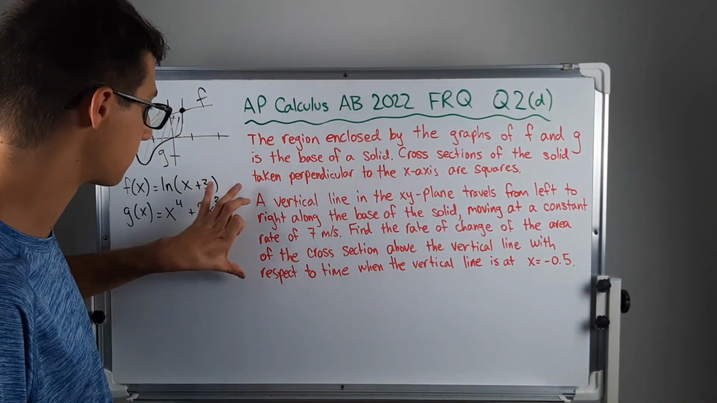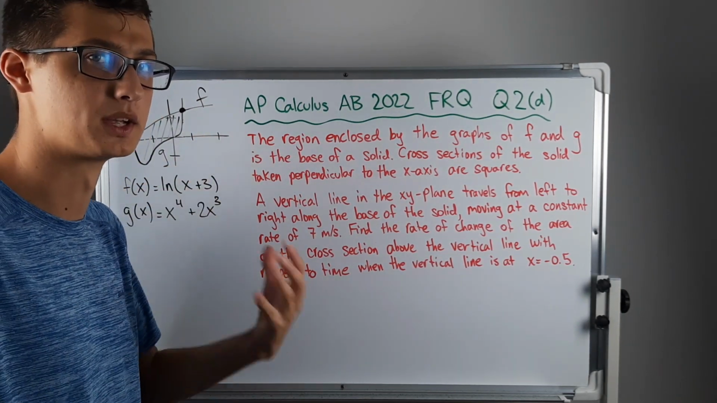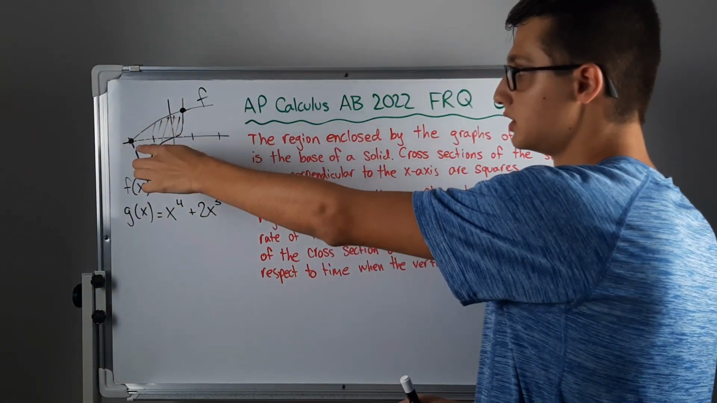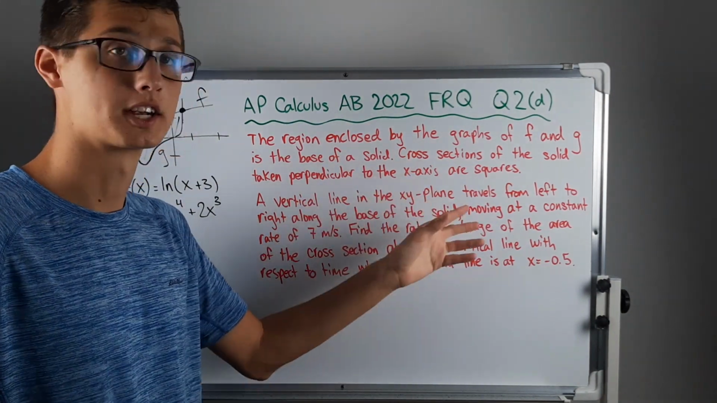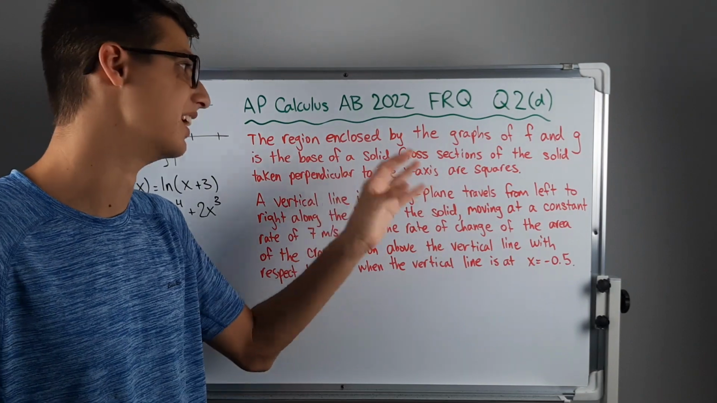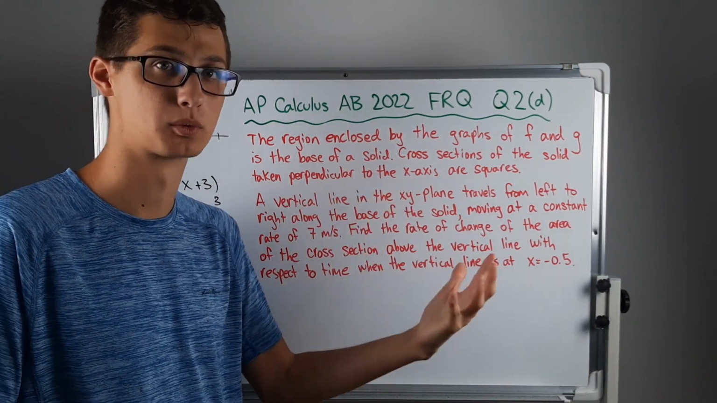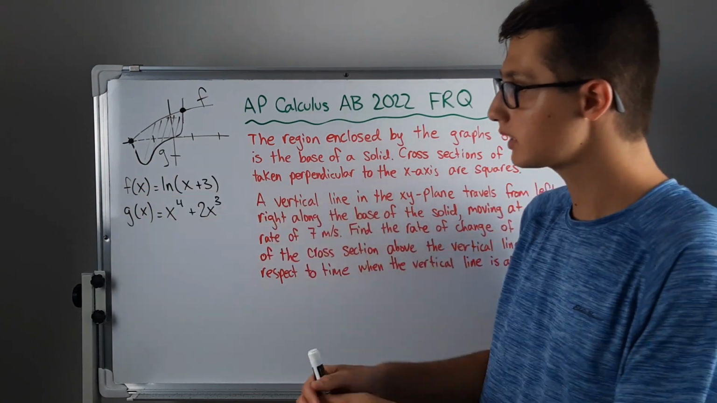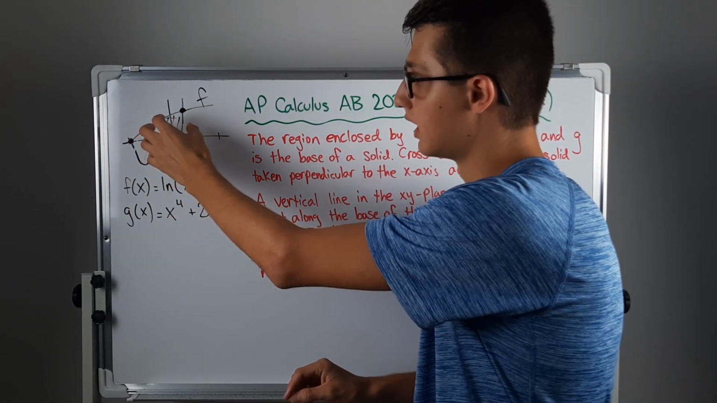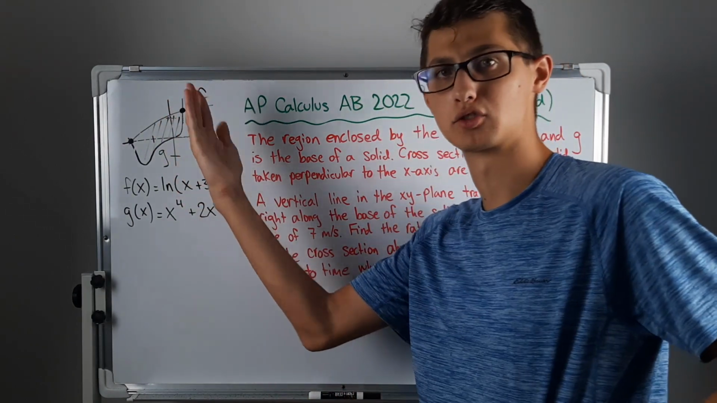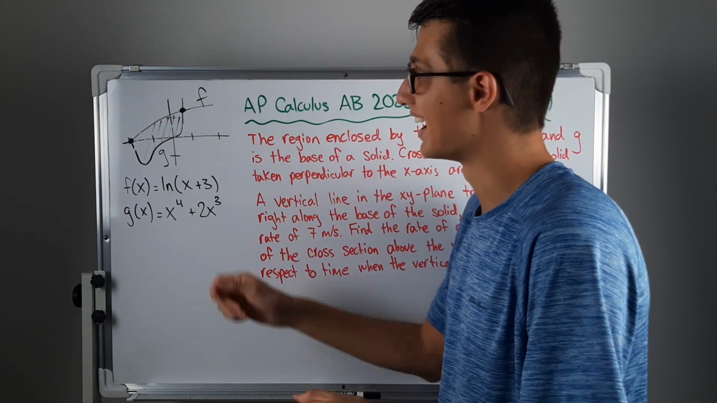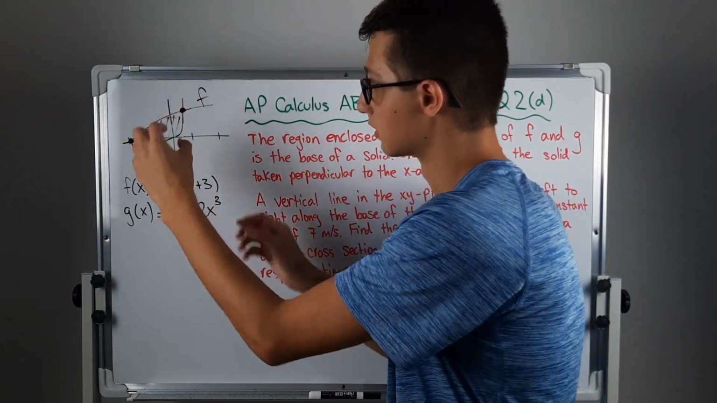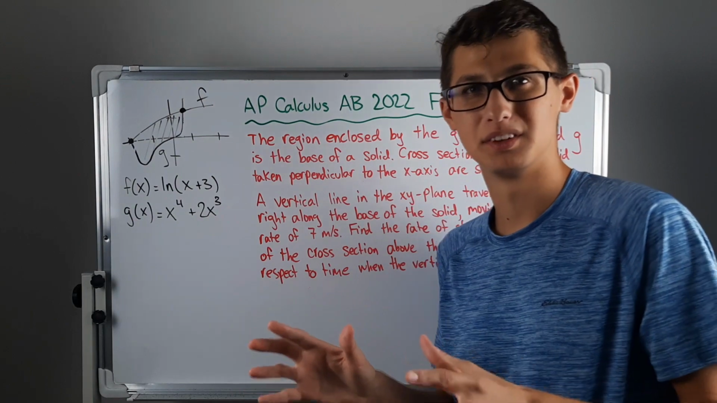And here's part D. This is an excerpt from part C, just because it gives context. The region enclosed by the graphs of these two functions, this region here, is the base of a solid. Cross sections of the solid taken perpendicular to the x-axis are squares. I hope you've seen some of the cross-section questions that they have. If you take a cross-section of each of these portions, there's a square pointing toward you, toward the camera. If you imagine a third axis here, it'll just look like a square.